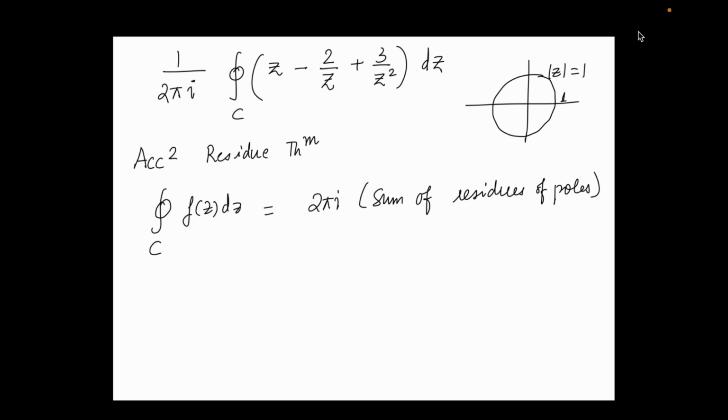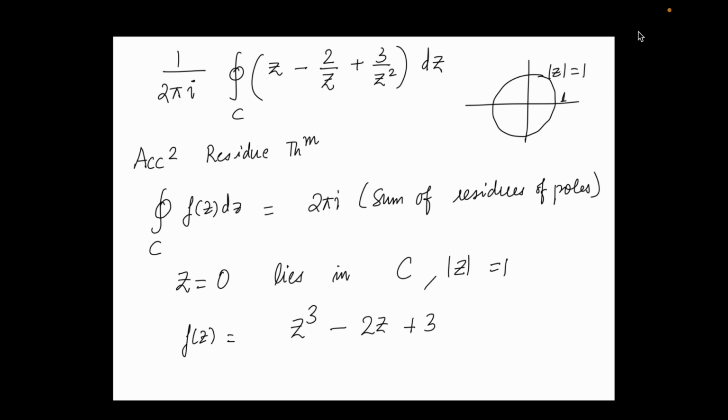You can see that z equal to 0 lies inside the contour |z| equal to 1, and that's the only pole for this function, because you can write this function here as z cube minus 2z plus 3 by z square. So z equal to 0 is a pole of second order.